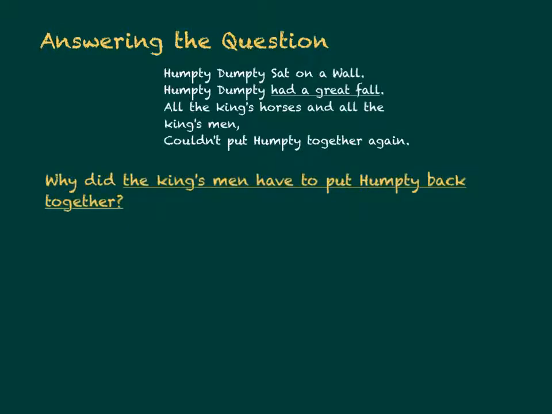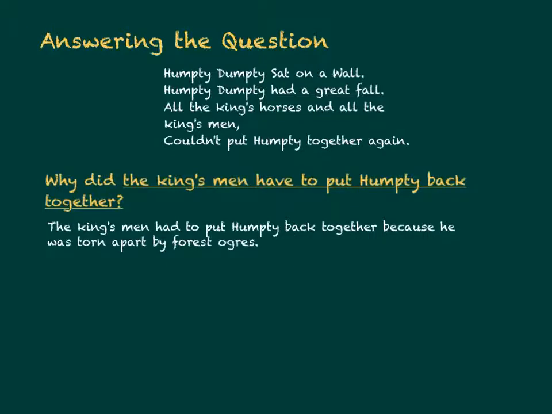This is an easy one, right? Here's my answer. The king's men had to put Humpty back together because he was torn apart by forest ogres. Right? No, that's not right. Okay, this time I looked back in the nursery rhyme. The king's men had to put Humpty back together because he sat on a wall.